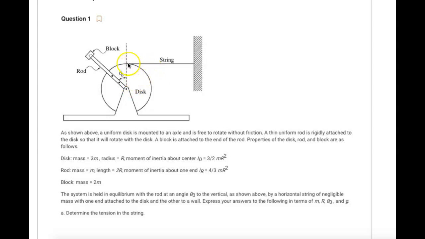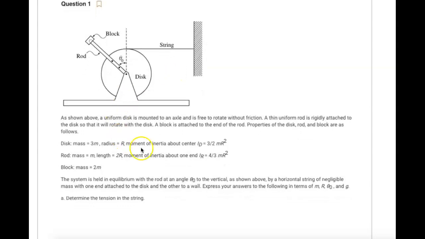The system is held in equilibrium with the string, so we know that all of the torques should be equal to 0 when you sum them up. They want us to find the tension in the string, so basically what is T for this string. Before we do that, we also want to take a look at the triangles that are made. One of the triangles goes over here and then comes back down. So there's your angle.